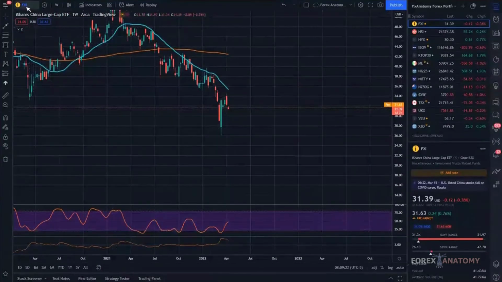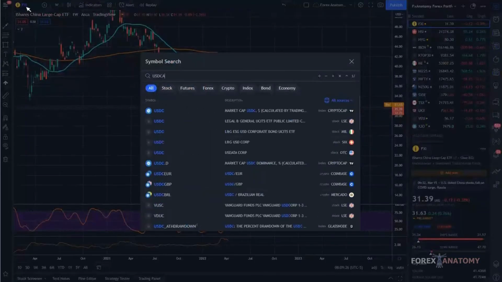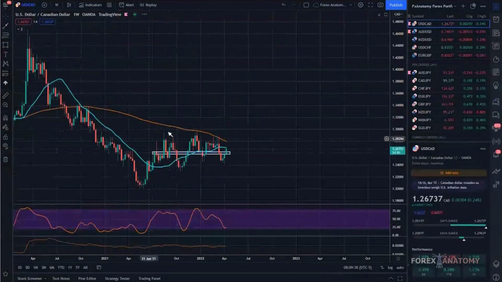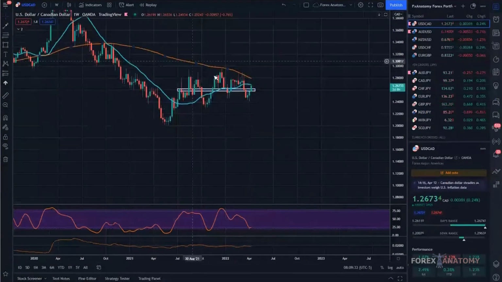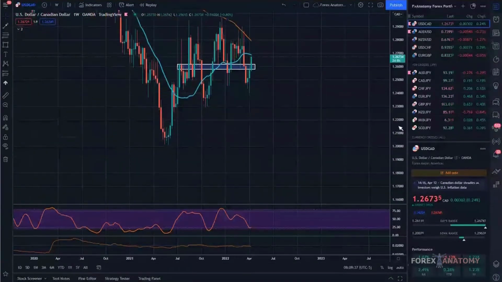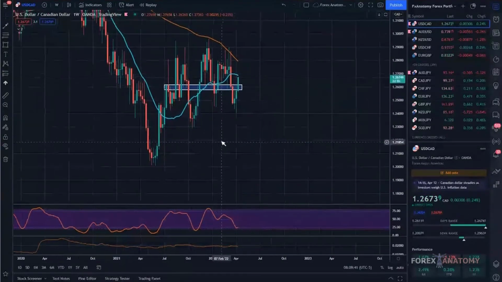So what I'm going to do right now is go to US Dollar Cad. Now, as you guys know, we do have a Bank of Canada interest rate announcement coming out soon, so we definitely have to be aware of that. But all right, this is on the weekly chart.